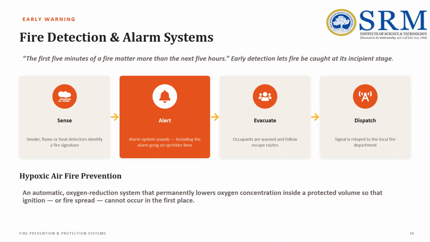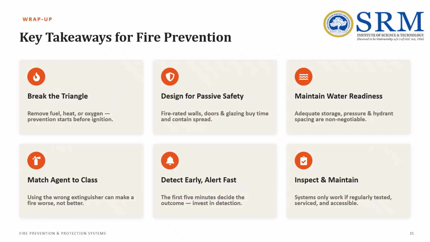Some modern facilities use hypoxic air systems which continuously reduce oxygen concentration to prevent ignition from occurring in the first place. Early detection significantly reduces casualties and property damage. So let us summarize the important points.